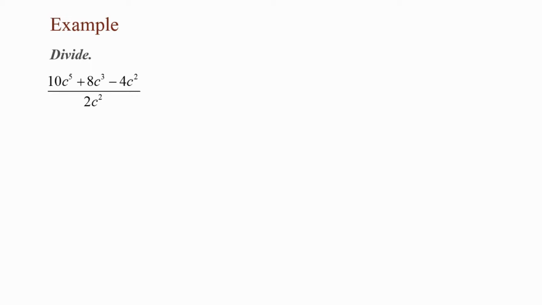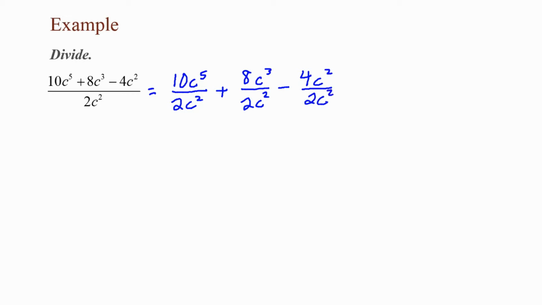In this example, divide 10c to the fifth plus 8c to the third minus 4c squared by 2c squared. The first step is to write three fractions. So my first fraction is 10c to the fifth divided by 2c squared, plus my second fraction is 8c to the third divided by 2c squared, minus my third fraction, 4c squared divided by 2c squared. Then I want to reduce each fraction.